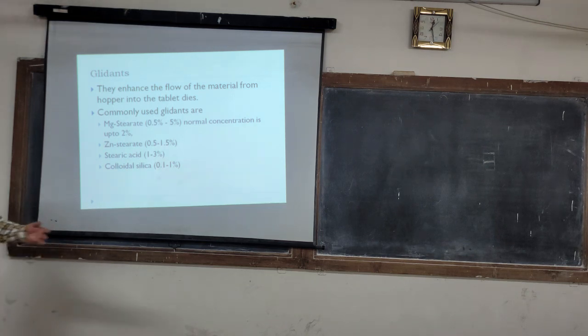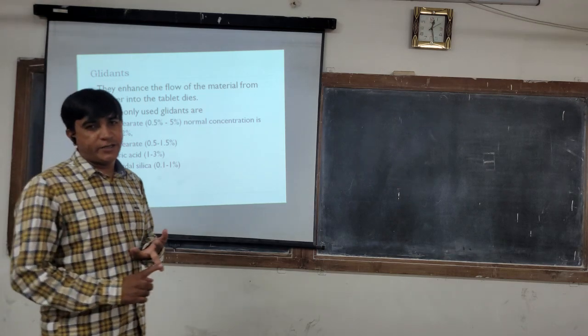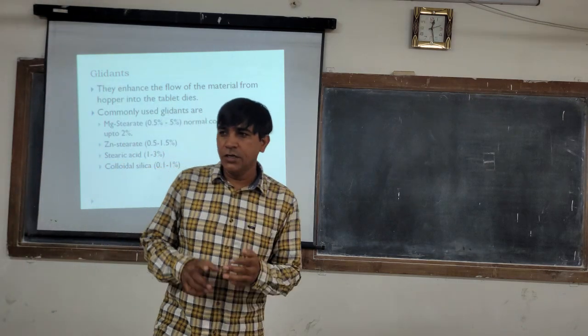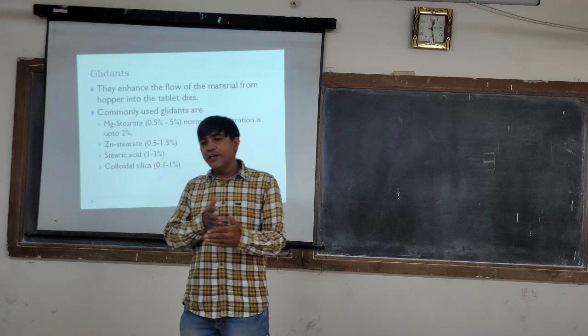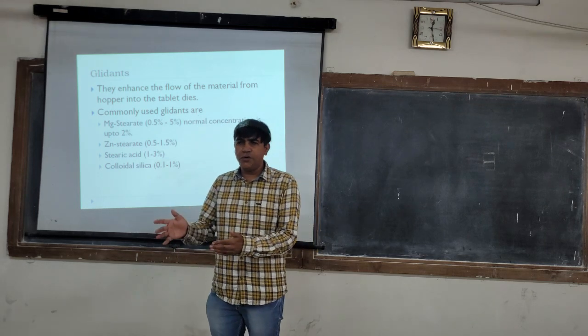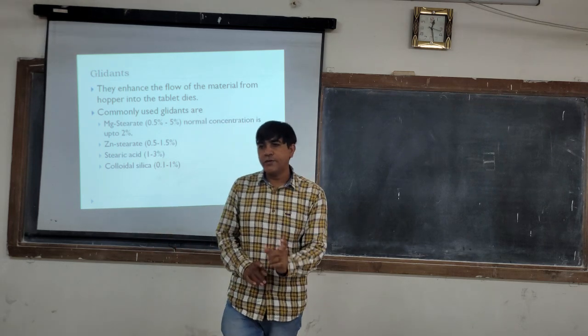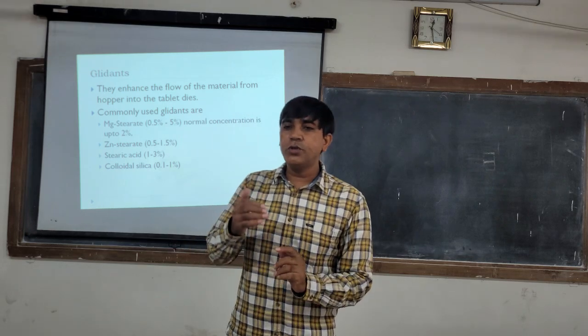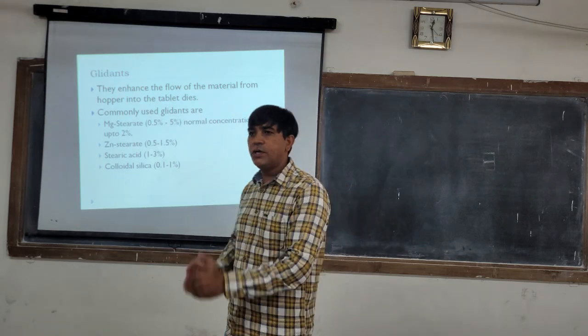Next is glidants. Glidants, lubricants and antiadherents are three categories of ingredients which have nearly similar actions with a thin boundary between them. So the function of the glidants is to improve the flow of granules from the hopper to the die cavity.